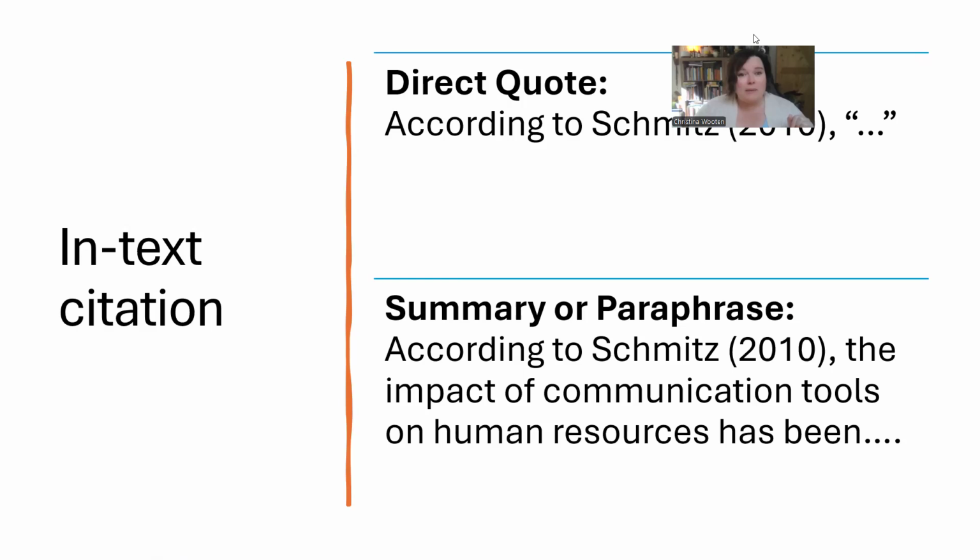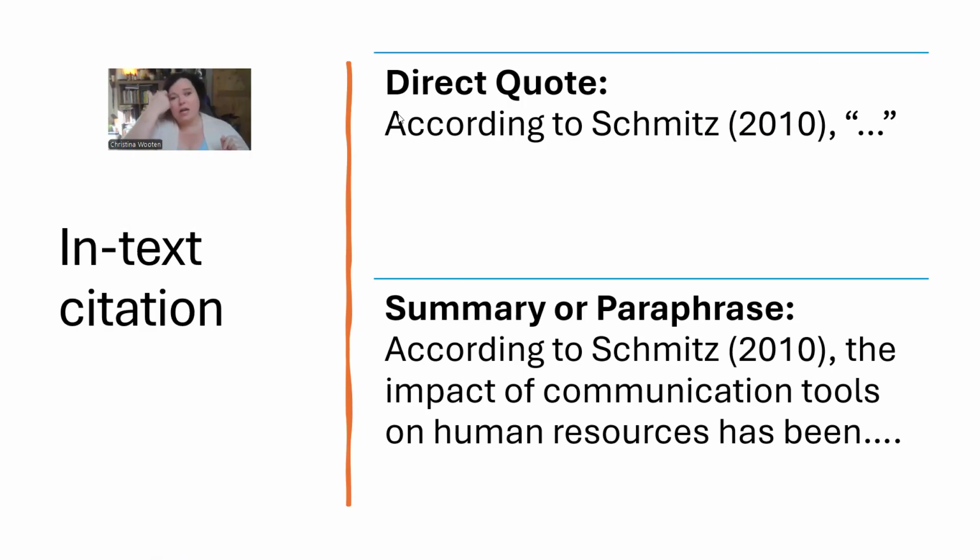Okay, let's talk about those in-text citations. There's a couple of ways that you can do this. You might want to do a direct quote. Maybe there's something in the reading or in one of the pieces of course material that you thought just really hammered the point home and really substantiates your opinion or your experience. You would use a direct quote for that.